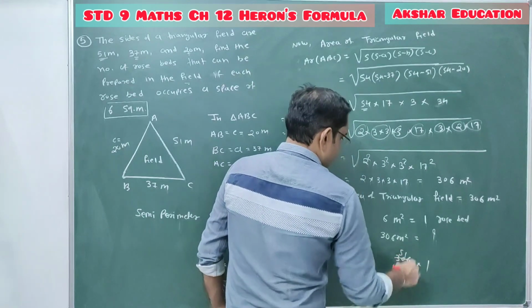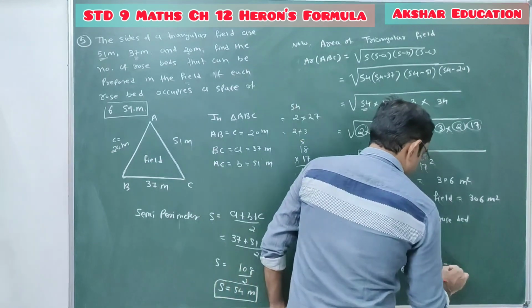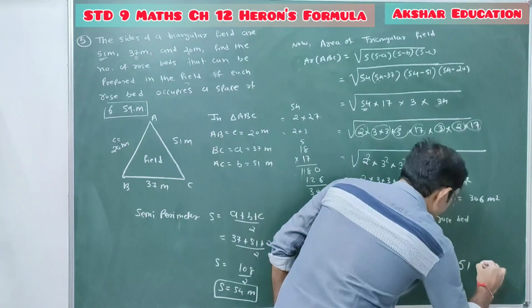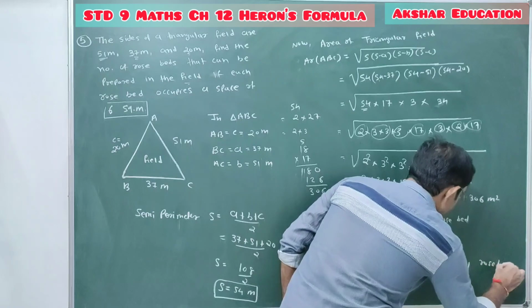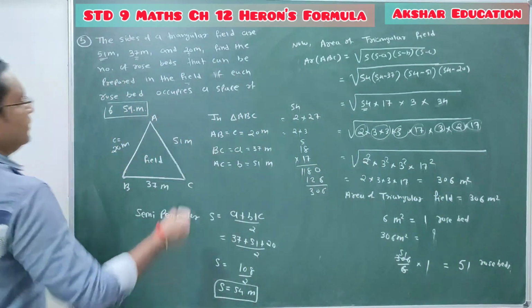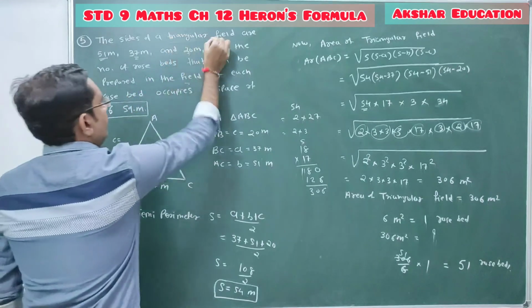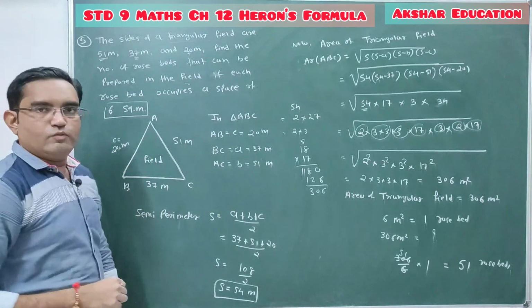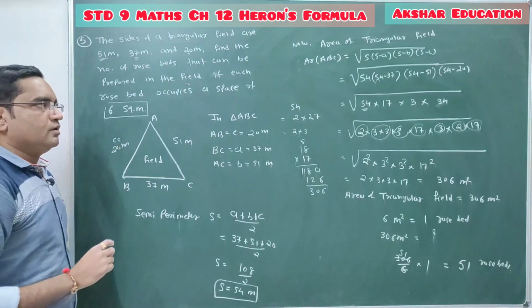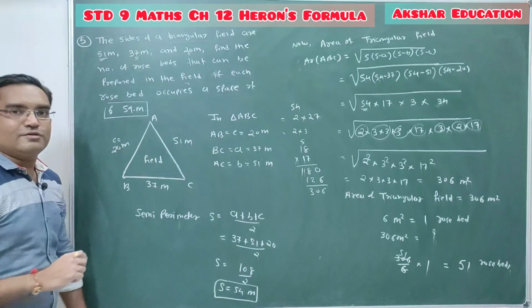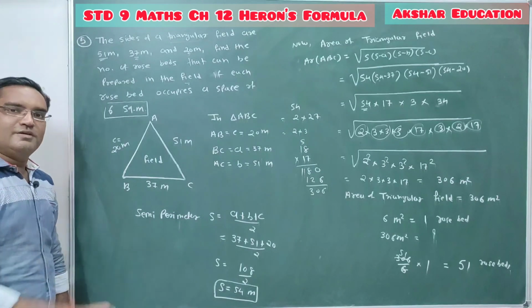6 5s are 30, 6 1s are 6. So our answer is a total of 51 rose beds you can prepare in the triangular field. Clear students? So this is how you can solve your word problems by using Heron's formula. Pause the video and note it down.